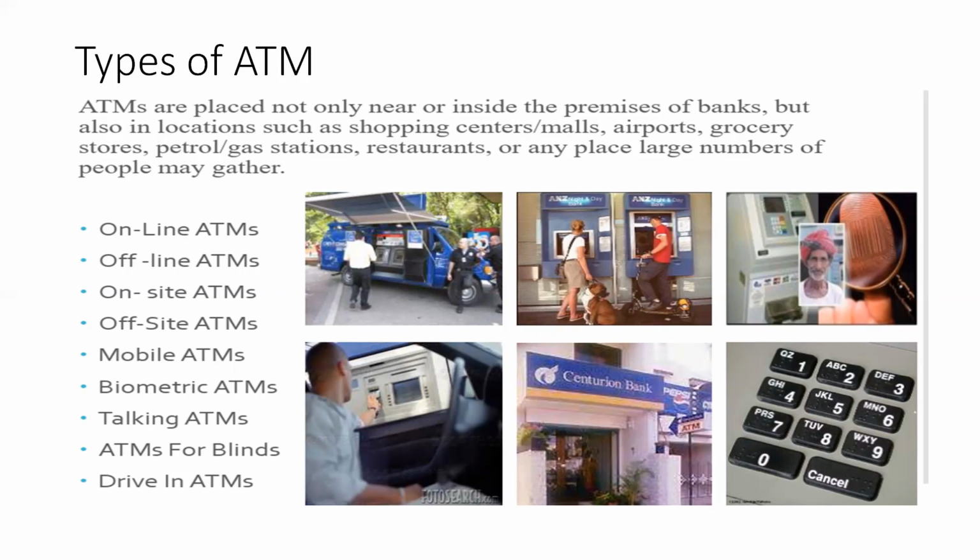They are called online on-site ATMs. For example, State Bank of India has an ATM in its own bank premises. So this is what off-site means: other than the place of the bank, the ATMs are installed in any corner convenient to the customer.